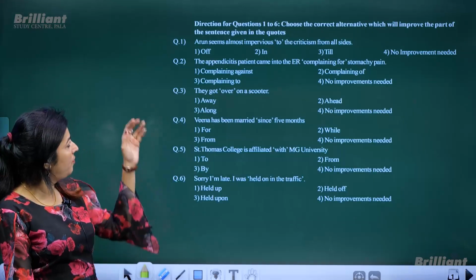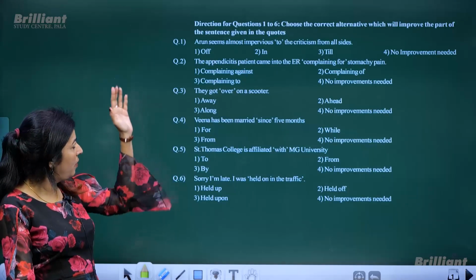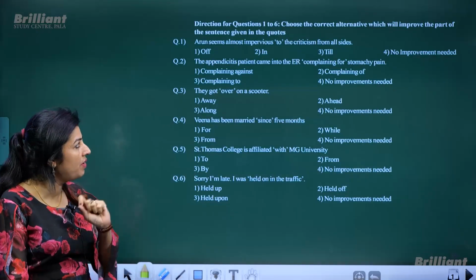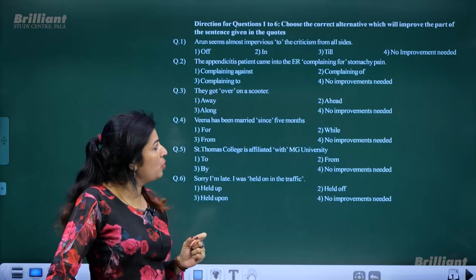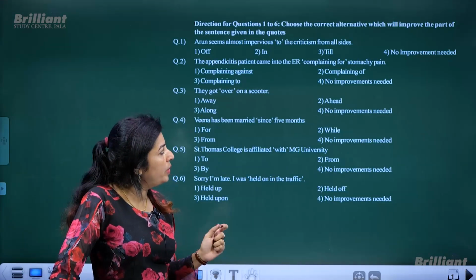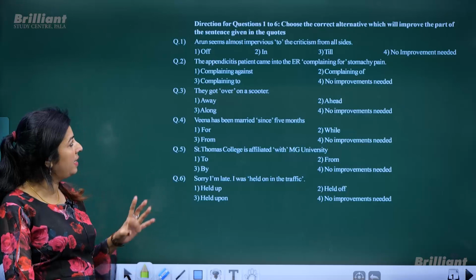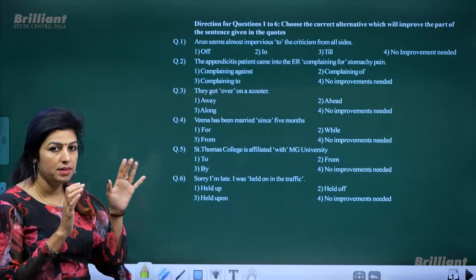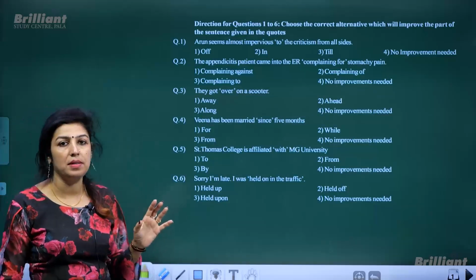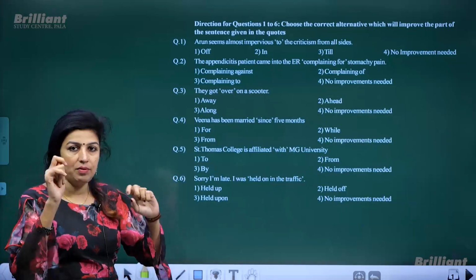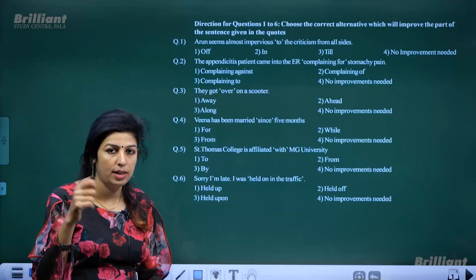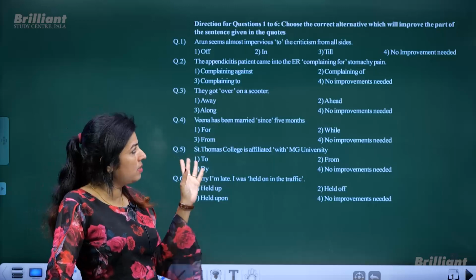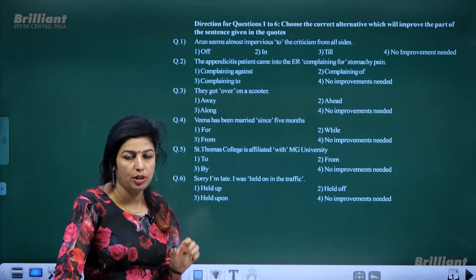Here we have 6 questions on the board, and the instruction is given very clearly. You have to choose the correct alternative which will improve the part of the sentence given in the quotes. That means within single inverted commas something is selected from each sentence. Whatever is selected, I'll underline when we discuss it one by one so that it will be visible for you. And then if it is to be substituted with one of the options, you can choose that.